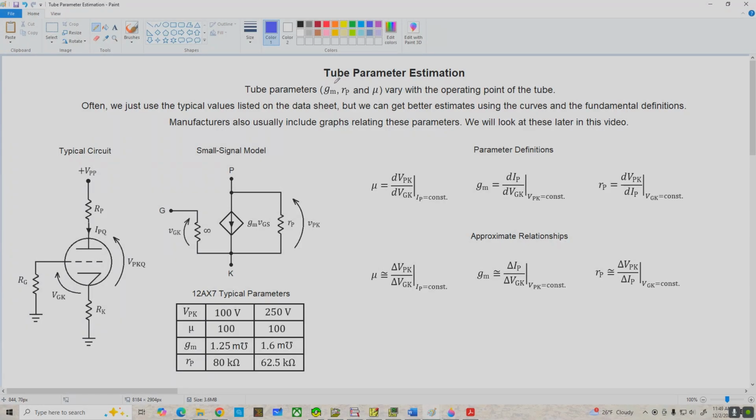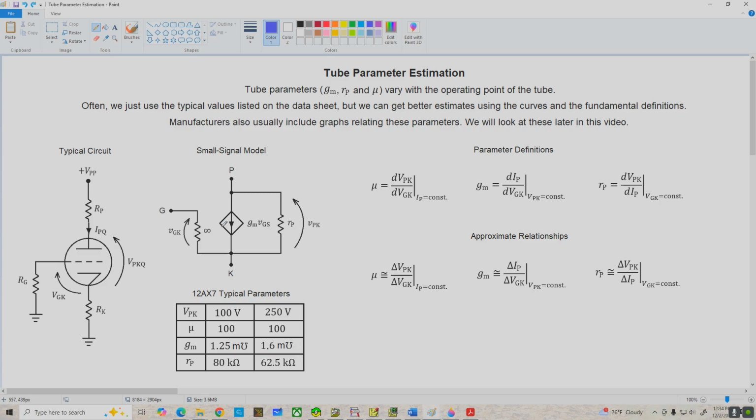Today we're going to talk about how to estimate tube parameters using the plate curves and our Q point location. In particular, we're going to be talking about triodes and the small signal parameters: transconductance, dynamic plate resistance, and mu, the amplification factor. So over here on the left-hand side of the page, we've got the typical cathode feedback biased triode, and beside it we've got the small signal model using the voltage controlled current source representation.